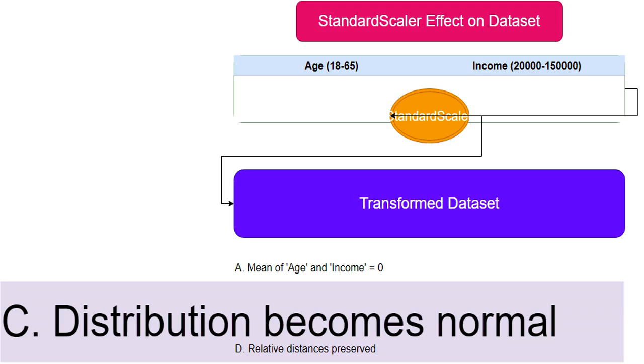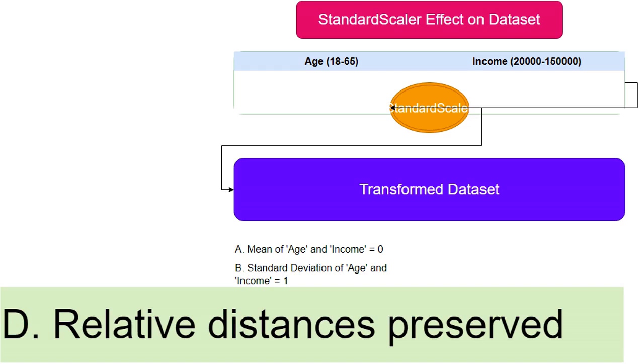StandardScaler doesn't magically make the data normally distributed. If the data was skewed before, it'll likely still be skewed afterward. StandardScaler only affects the mean and standard deviation. Here's a cool thing. Even though I'm changing the mean and standard deviation, the relative distances between data points within each feature stay the same. The relationships between data points are maintained.